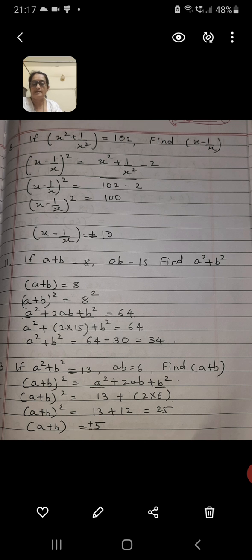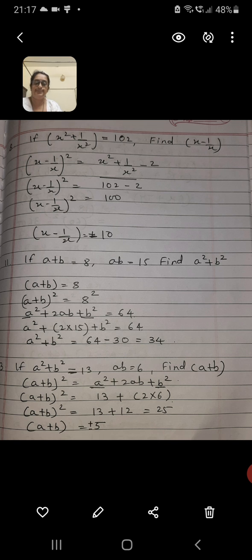Root of left hand side also, right hand side also. So right hand side's root is 10, left hand side root is x minus 1 upon x, that is the value which is asked.